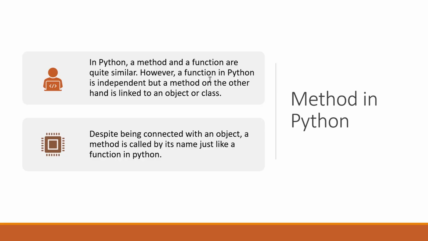So in the previous tutorial, we discussed the concept of classes and objects. A method is simply a function which is defined within a class, and it is linked to that particular class. Despite being connected with the object, a method is called by its name. To call a method, we just use the same procedure as for a function.